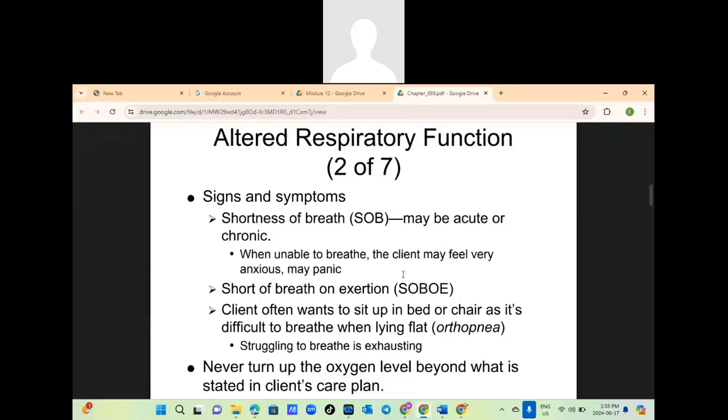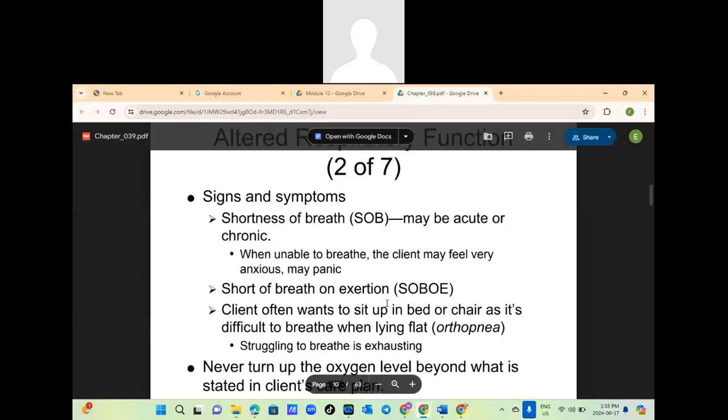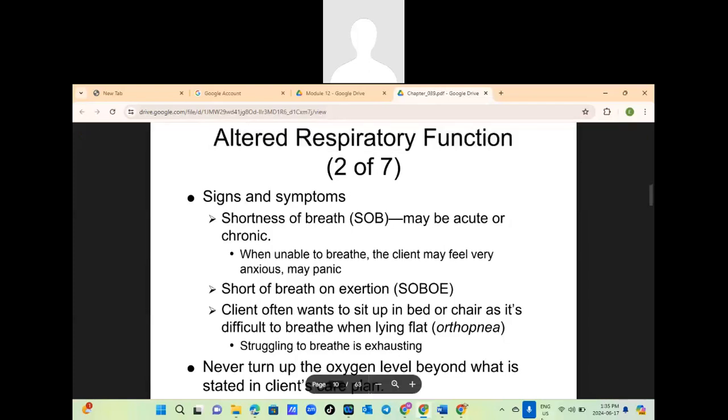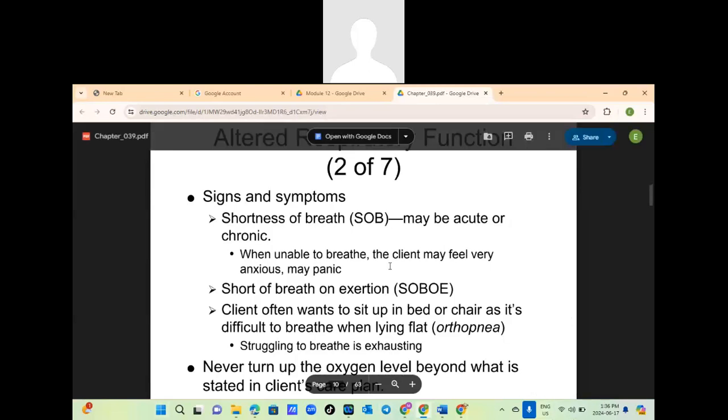The client often wants to sit up in bed or chair as it's difficult to breathe when lying flat. Okay. So, orthopnea. Struggling to breathe is exhausting. So they want to be sitting up, because it gives them a little bit of comfort when they are in a sitting position.